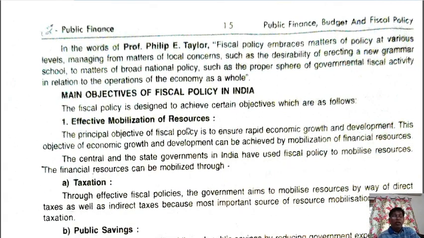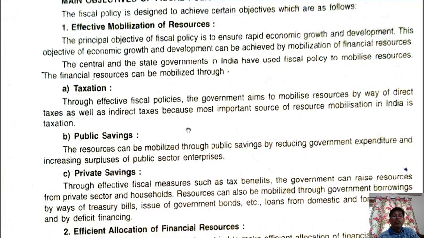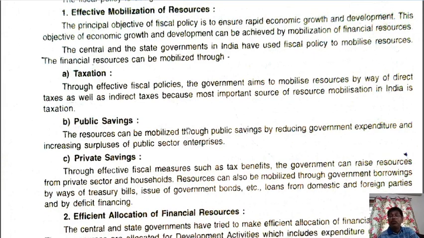The main objective of fiscal policy is the effective mobilization of resources that every state has available. The principal objective of fiscal policy is to ensure rapid economic growth and development. This objective can be achieved through the mobilization of financial resources, which is very important. For example, taxation.